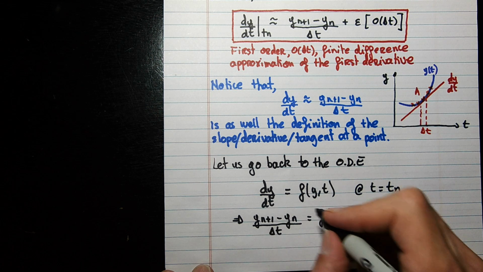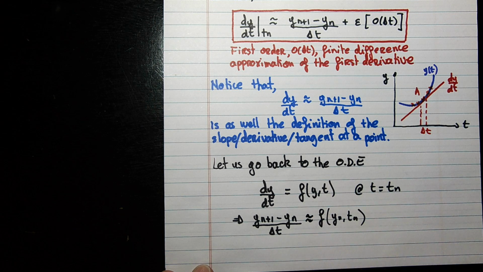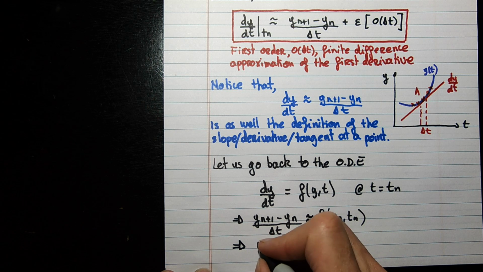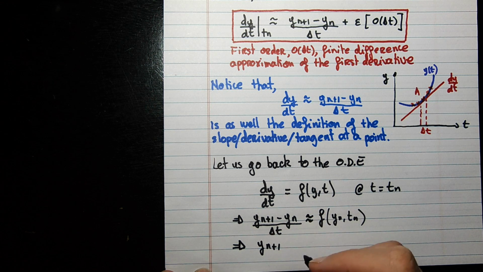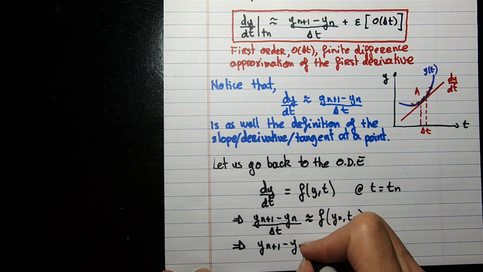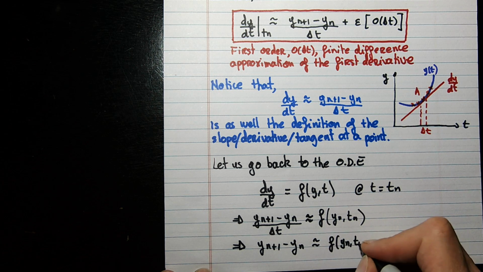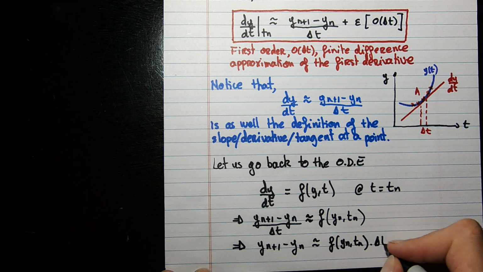Remember, this is the exact, so we move here to the approximate, so it's not that important, but let's put it over here, and this will mean what? That y_{n+1} minus y_n is more or less equal to f(y_n, t_n) times delta t.